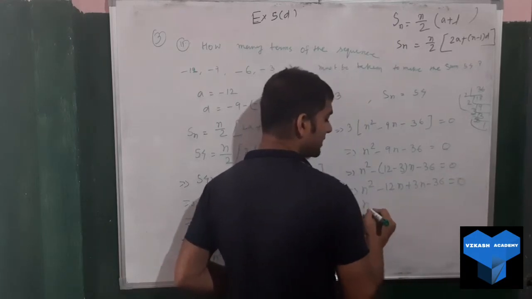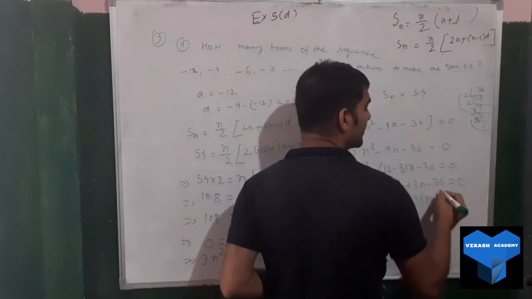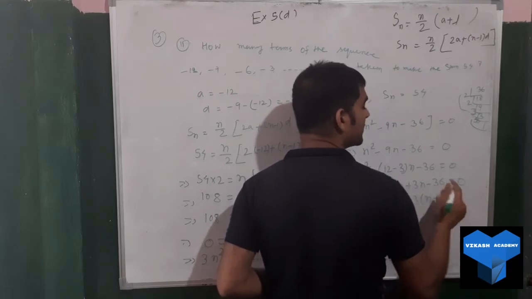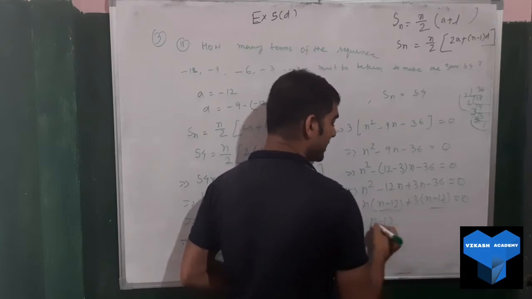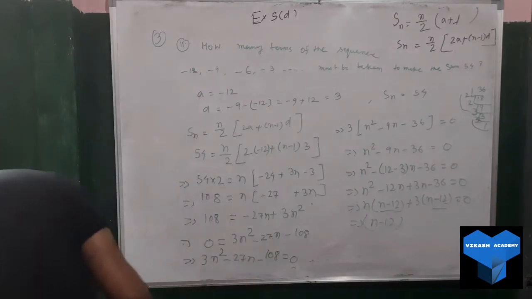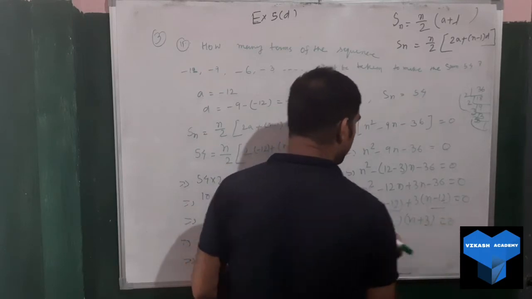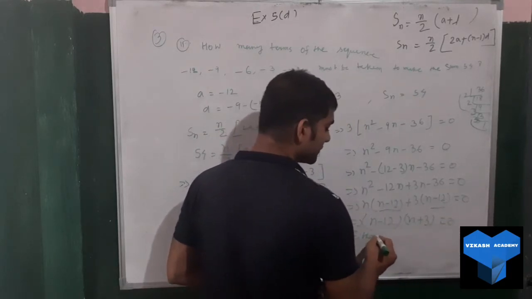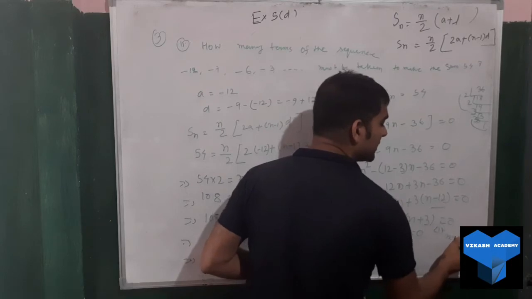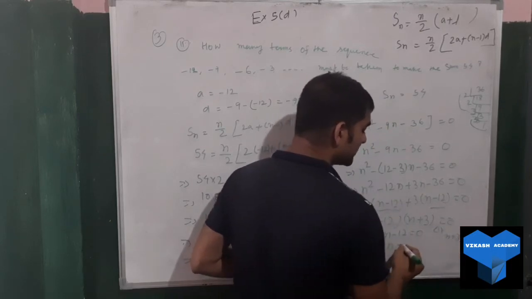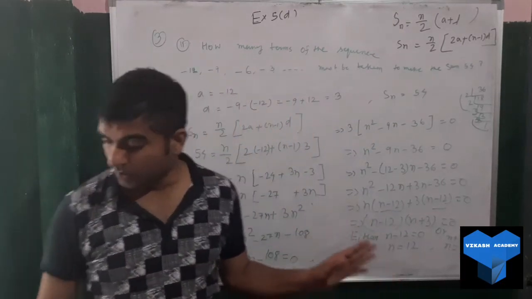Take the common, you will have n, then n minus 12. When you take common 3 from here, you will have n minus 12, because 3 into 12 is 36. Next, take n minus 12 common, and outside is left n plus 3, equal to 0. Now either n minus 12 is equal to 0, or n plus 3 is equal to 0. So n is equal to 12, or n is equal to minus 3.